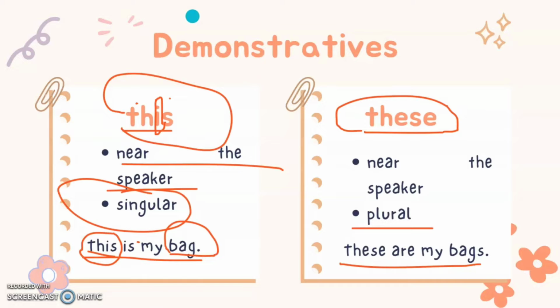These are my bags. Bakit these ang ginamit natin? Kasi ang ating verb here is are, which is plural, and our object here is bags. Ibig sabihin, maraming bags. Maraming bag kaya siya naging these yung ginamit natin. These are my bags. Meaning, malapit lang sa speaker yung bag, pero plural form siya kasi marami yung bags na tinutukoy. Okay?